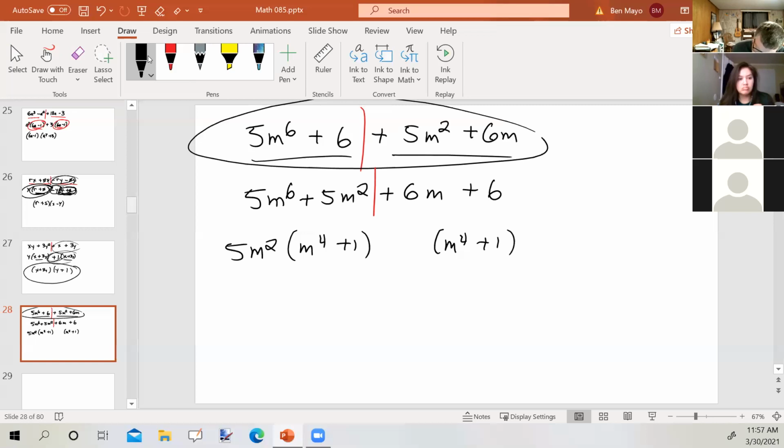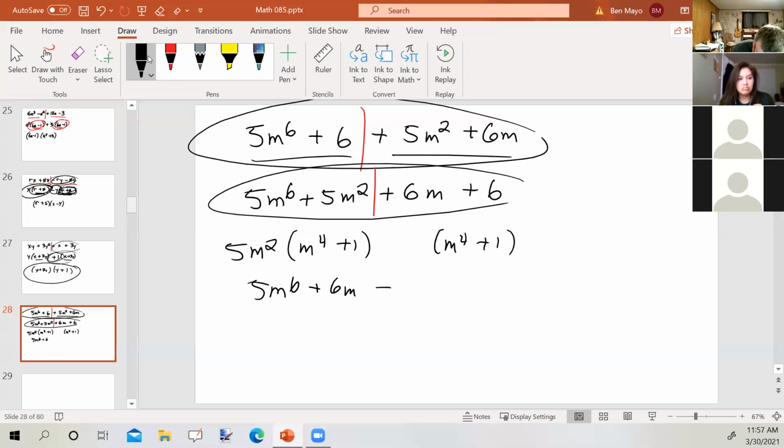How about, let's take these and go 5m to the 6th plus 6m plus 5m squared plus 6. Let's try that arrangement, okay? And now we've got what? m times 5m to the 5th plus 6. Oh.